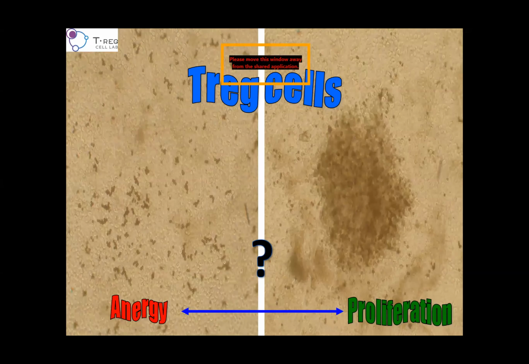And at the same time with their function, is the anergic state they experience linked to their capacity to control proliferation of other cells? And how do we reconcile the concept that these are highly proliferative in vivo and control other cell proliferation and other cell effector function while they're highly proliferative, while in vitro they are anergic, but then they control proliferation in vitro as well?